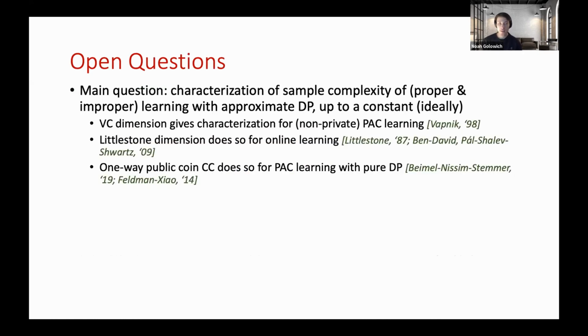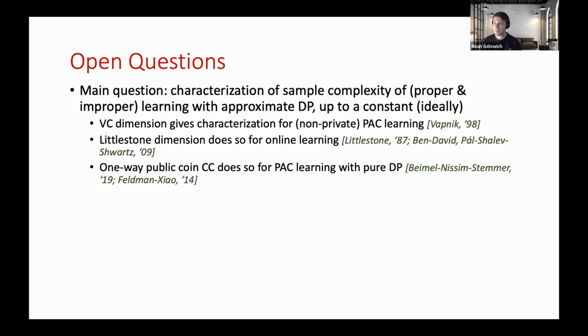Okay, so that's basically it. I'll conclude by mentioning some open questions. The main remaining open question is to characterize the sample complexity of learning with approximate differential privacy. Ideally, we'd be able to find a combinatorial characterization that does this up to a constant factor.